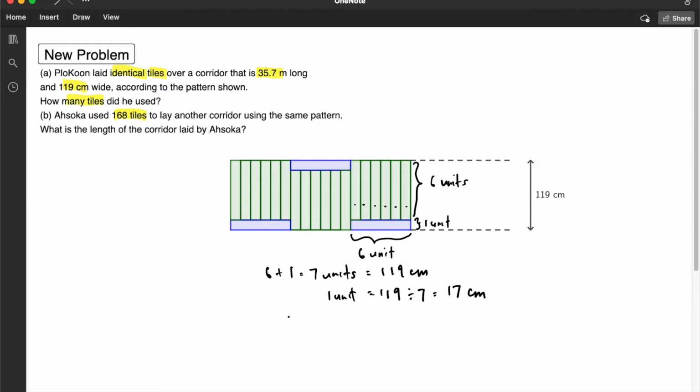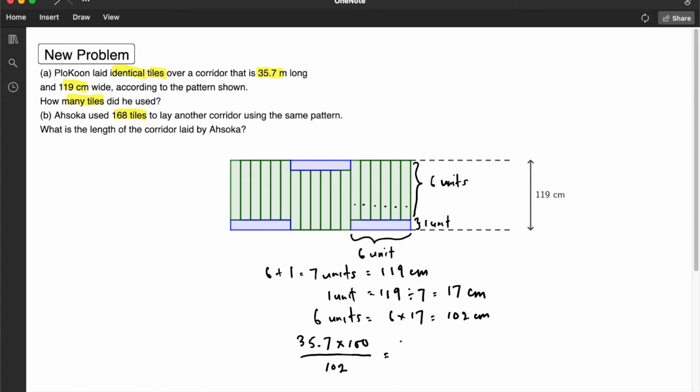But the length is actually 6 units, so we have to find what is 6 units. So 6 units will be 6 multiplied by 17, or 102 centimeters. We are told that the total length of the corridor is 35.7 meters. So to find the total number of this group of 7 tiles, we have to take 35.7 multiplied by 100 to convert it into centimeters, and then we have to divide that by 102.